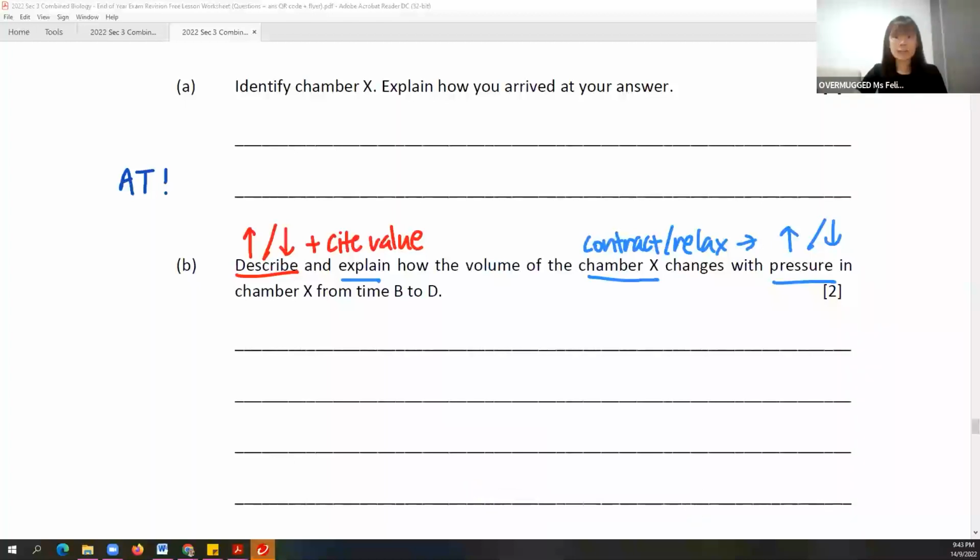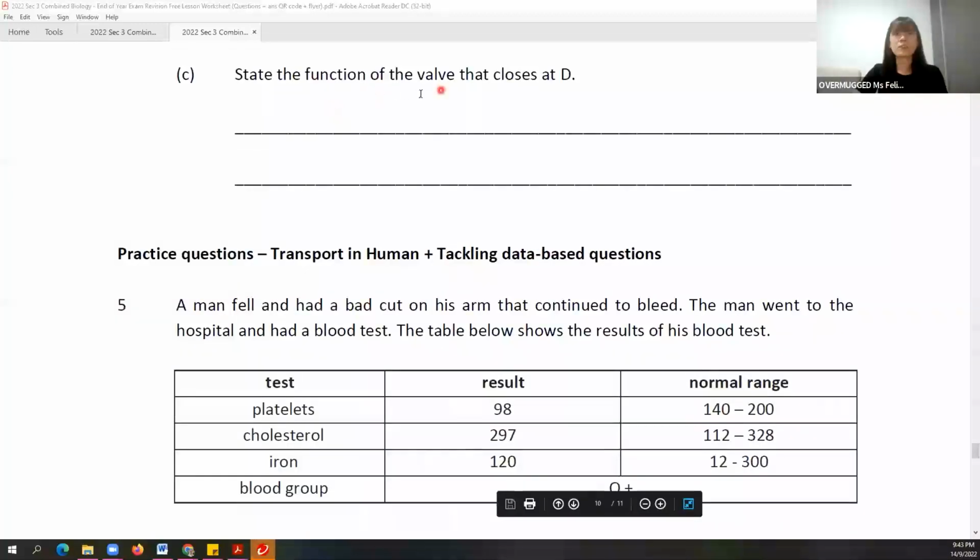You're done copying down the hint? I'm moving on in 3 seconds. If you're not done, then quickly write down. If not, you screenshot. Ready? 3, 2, 1. Okay, moving on. Okay, so for the next part here, function of value, just check my notes.